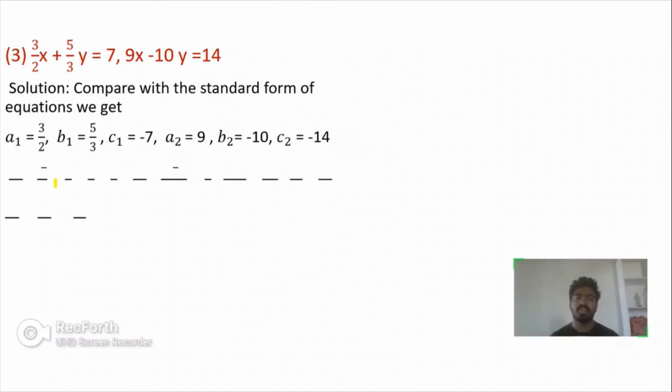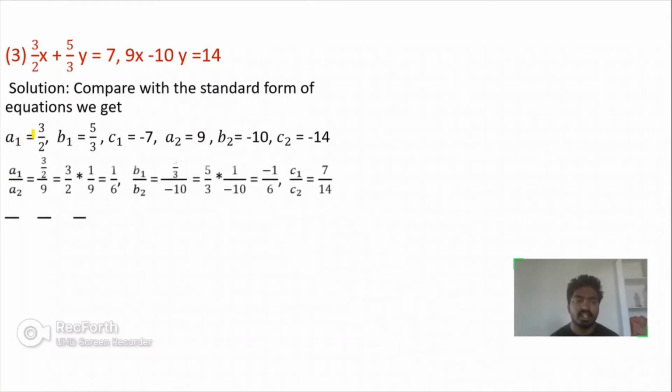Now, it's time to find what are the values of a1 by a2, b1 by b2 and c1 by c2. So, a1 by a2. We can clearly see that 3 by 2 divided by 9. So 3 by 2 into 1 by 9, which is equal to 1 by 6. Again, b1 by b2. b1 is 5 by 3 divided by minus 10.